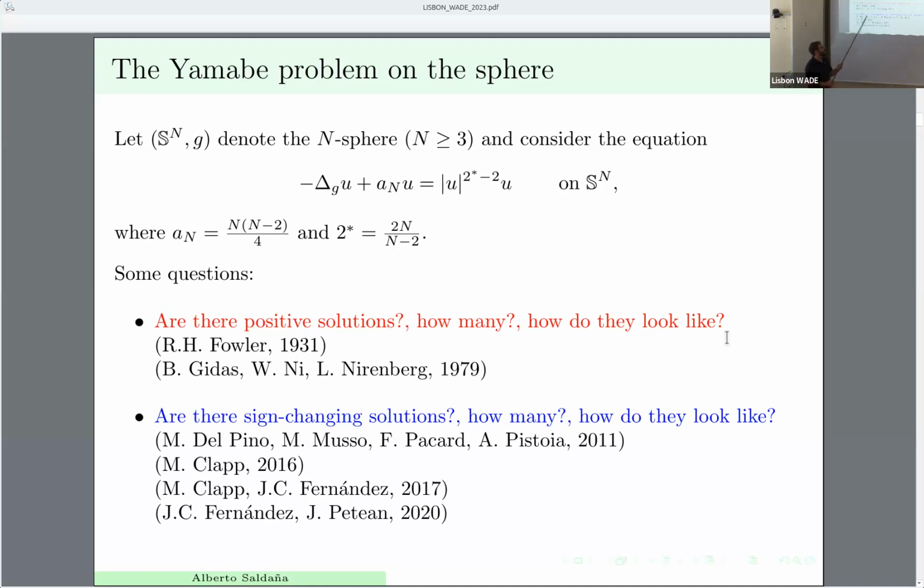And what about sign changing solutions? No? Once I understand the positive ones, can I do a similar analysis for sign changing? How many? How do they look like? And there have been several papers and approaches and methods trying to solve these questions.